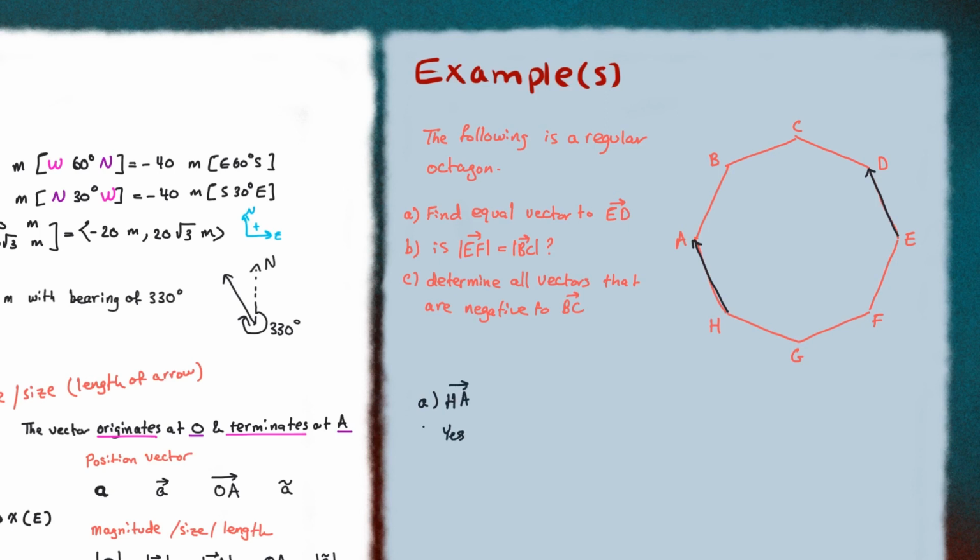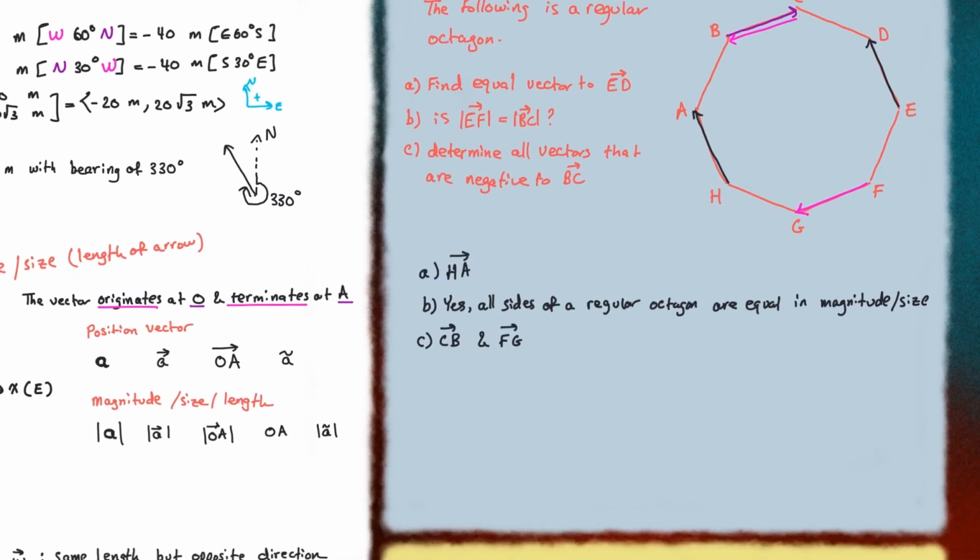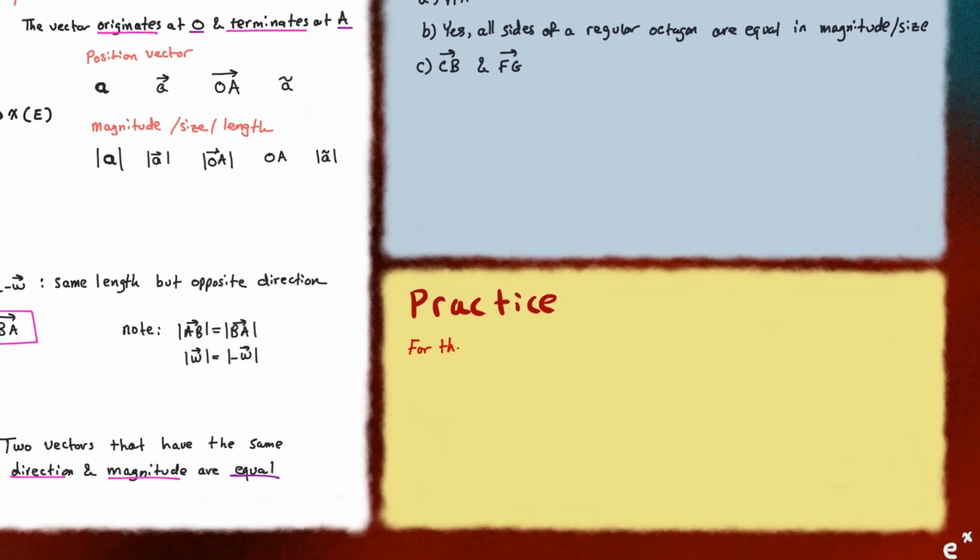For the second question, we need to look at the detail of the question. It says that the shape is a regular octagon, and in a regular octagon, all the sides are the same, and therefore the magnitude of all of the vectors that are connected as the sides of the octagon will be the same. Now, for the very last question, first we will label BC, label its opposite, which is CB, so that's one of our solutions, and the only other vector that's similar to that is vector FG, which is our second answer.